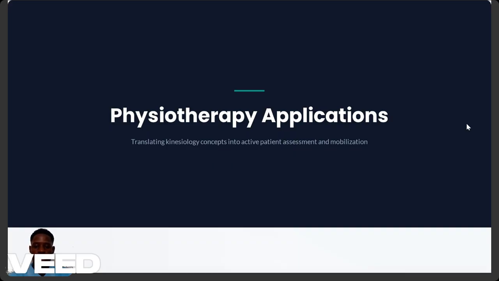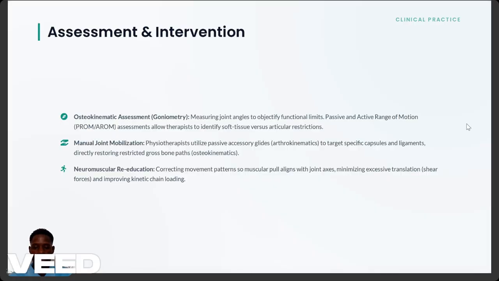Moving on to the physiotherapy applications, or the assessment. The first thing that a therapist usually uses is a goniometer to measure the active and passive joint angles. The second one is your manual mobilization, where your therapist uses tiny passive accessory glides on a target capsule to fix the restricted bone part.